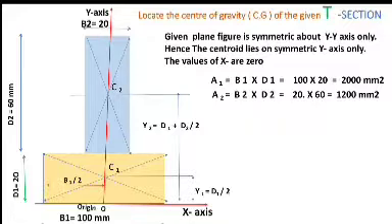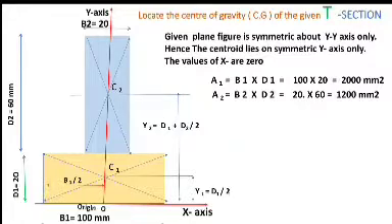Here, the area of the bottom rectangle A1 equal to b1 into d1. A1 is the area of the yellow rectangle and A2 is the area of the blue rectangle. So A1 equal to B1 D1 equal to 100 by 20 equal to 2000 mm square. A2 equal to B2 into D2 equal to 20 by 60 equal to 1200 mm square.